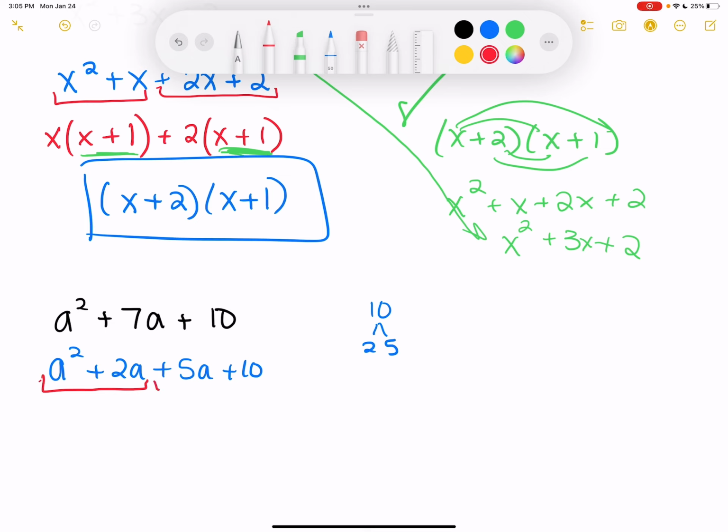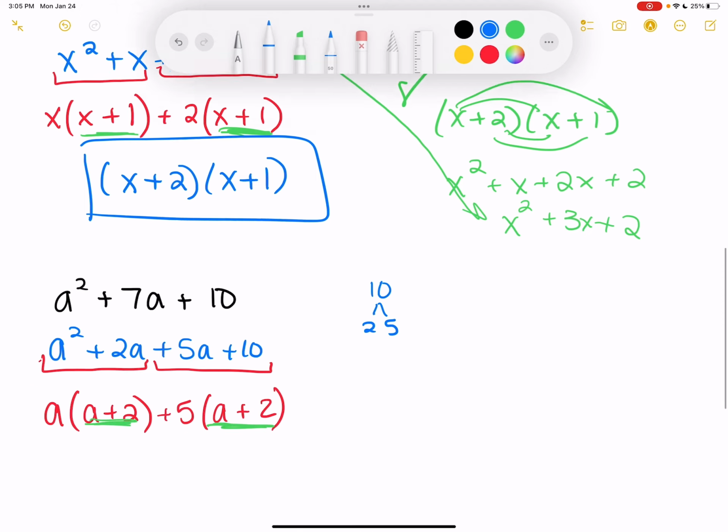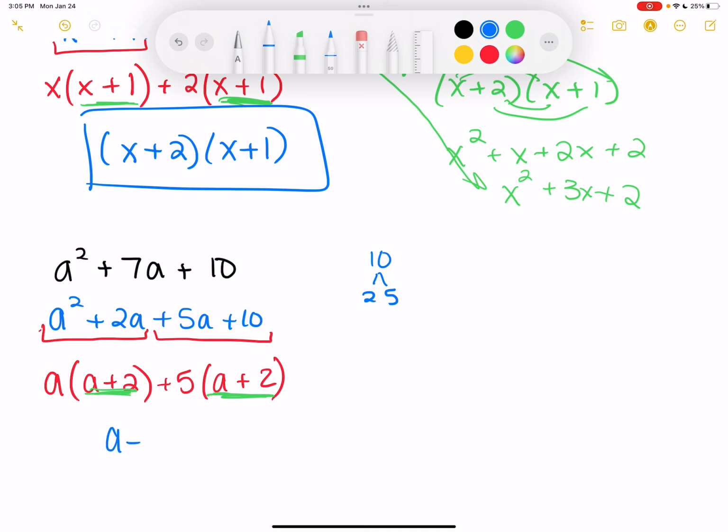So group the first two, group the last two. So what can I take out of the first two? An a, and what does that leave me with? A plus 2. What can I take out of the second two? 5. So 5, and what does that leave me with? A plus 2. We've got a match. So copy down everything outside, a plus 5. And then copy down one of the pairs, a plus 2.